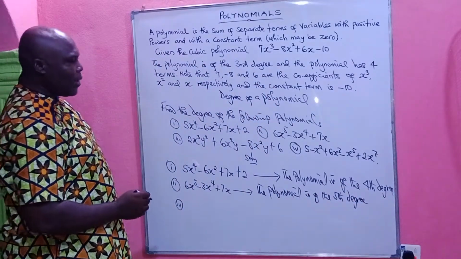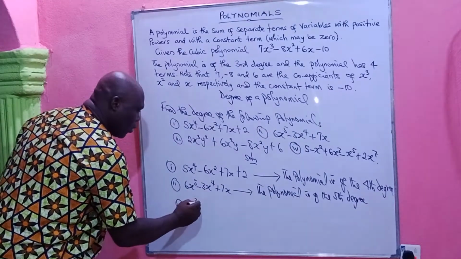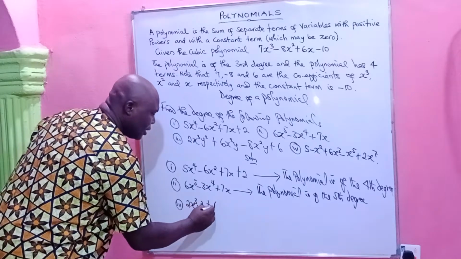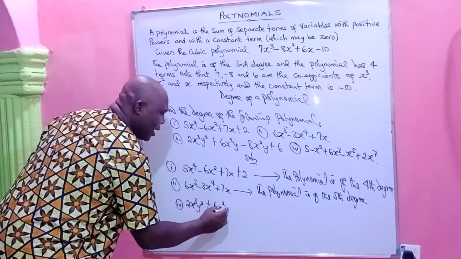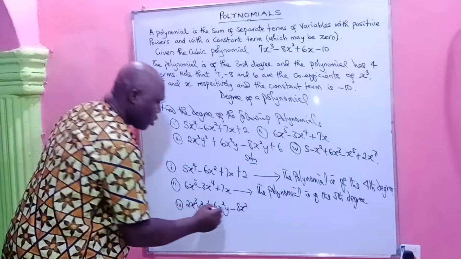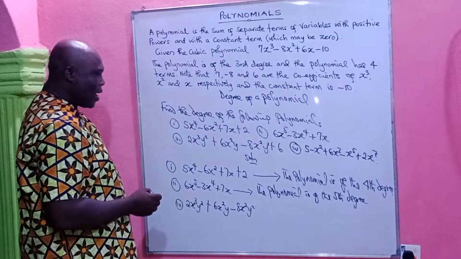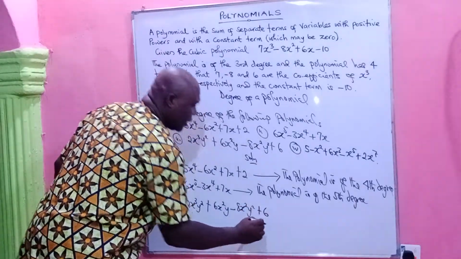Alright, now let's check the third one. The next one we are given is 2x³y² + 6x²y − 8x²y², then plus 6.